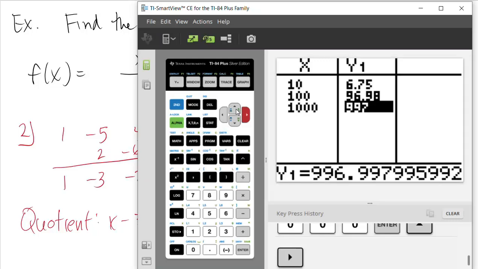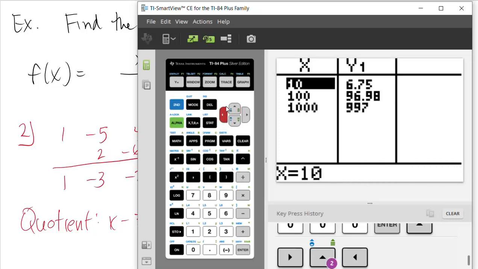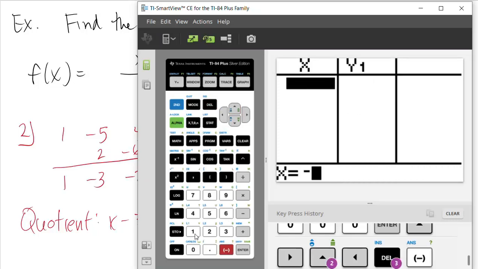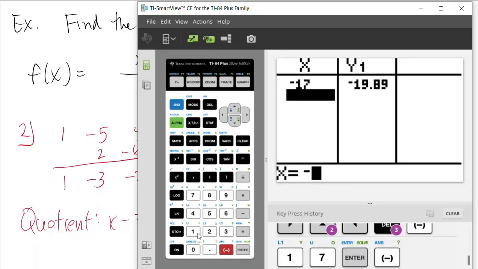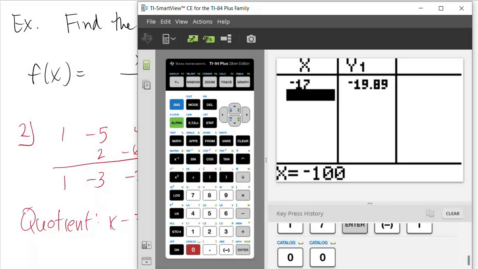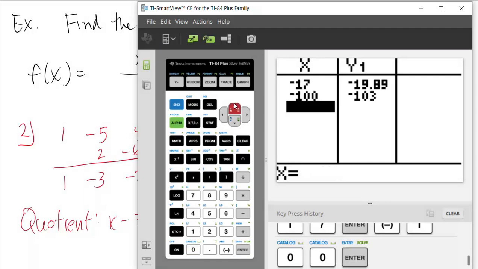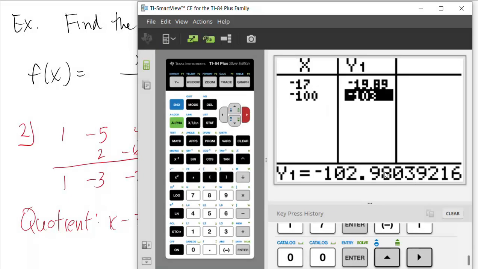The same thing should happen for negative inputs. Let me clear these. So if I plug in negative 17, the output should be really close to negative 20. If I plug in negative 100, the output should be really close to negative 103. And it says it's equal to 103 at first glance, but you can see it's been rounded.